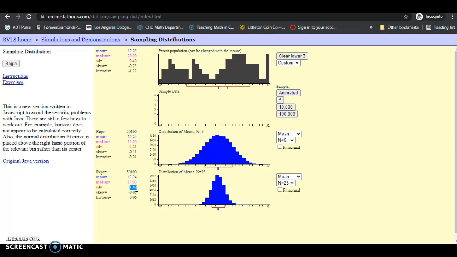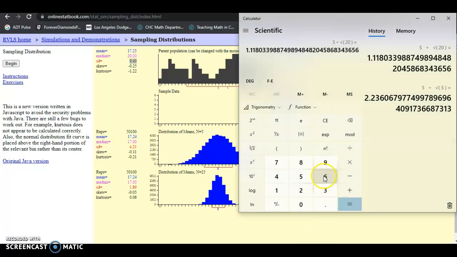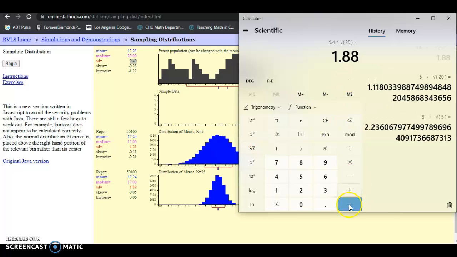According to the formula, the standard deviation of the sample means should be equal to the population standard deviation, which is 9.40, divided by the square root of the sample size. So let's type in 9.40 and divide it by the square root of 25. The square root of 25 is 5. So 9.4 divided by 5 is about 1.88. That's what you'd expect.